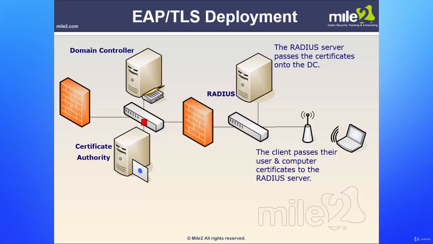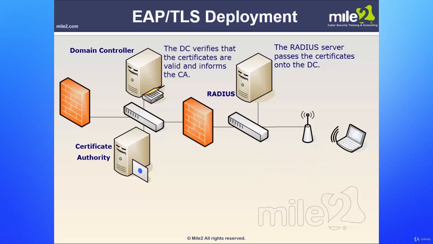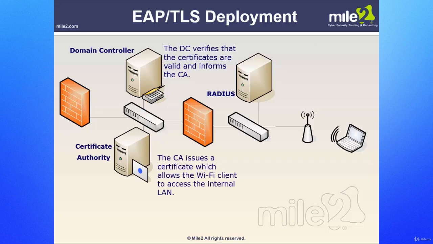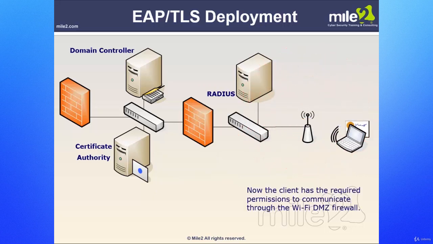The domain controller verifies the certificate as valid and then informs the certificate authority. And of course the CA then issues the certificate, which allows the wireless client to then access the internal local area network. And as you see here, it goes right around the firewall. And there it goes. Once all that happens, the client is able to communicate through the DMZ firewall because of the certificate that went through and so forth. All right, and that's pretty much the gist of it when it comes down to the wireless side of things.